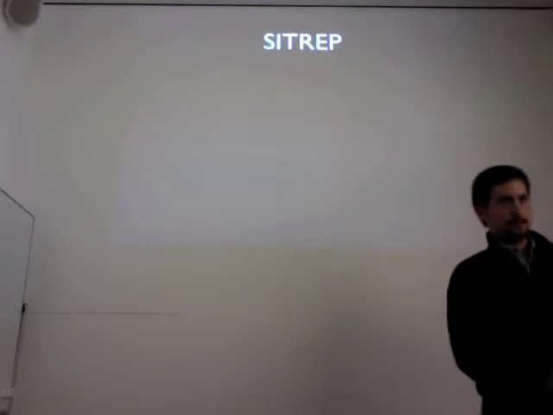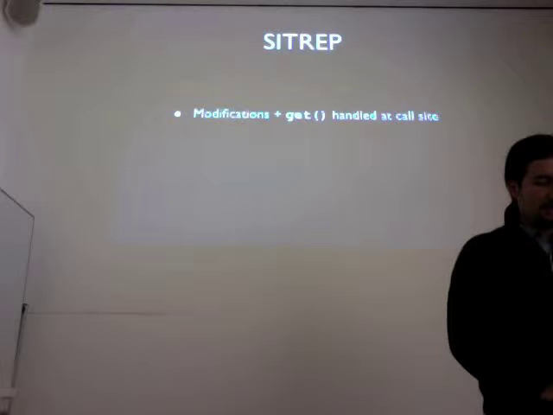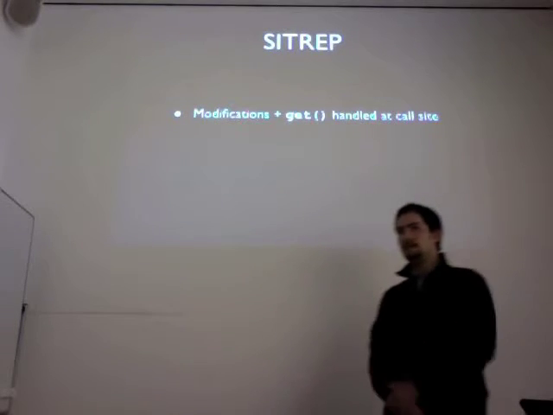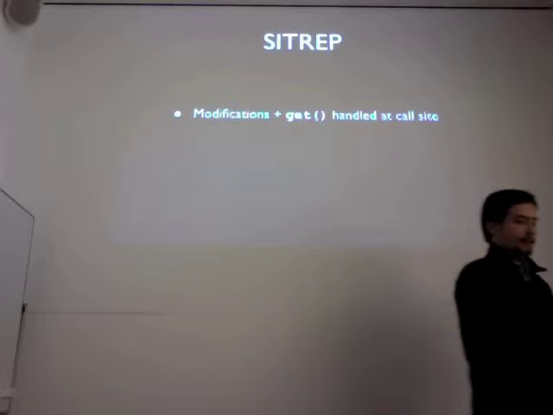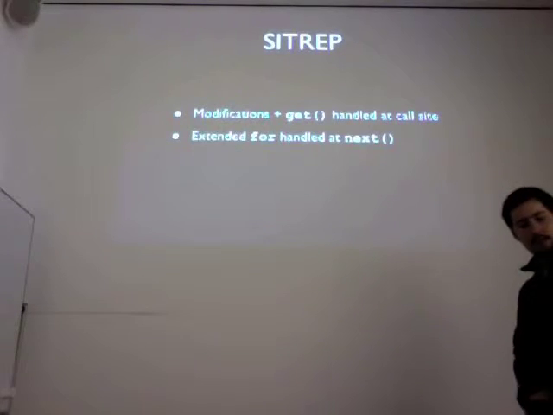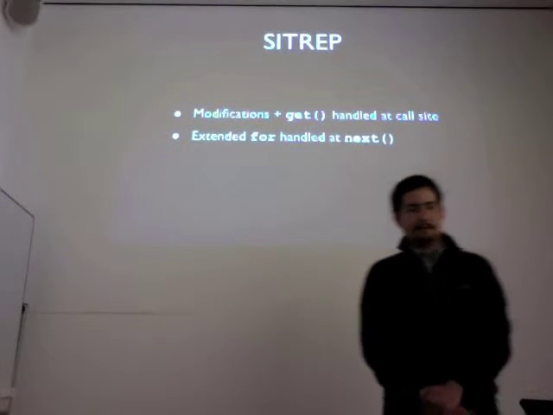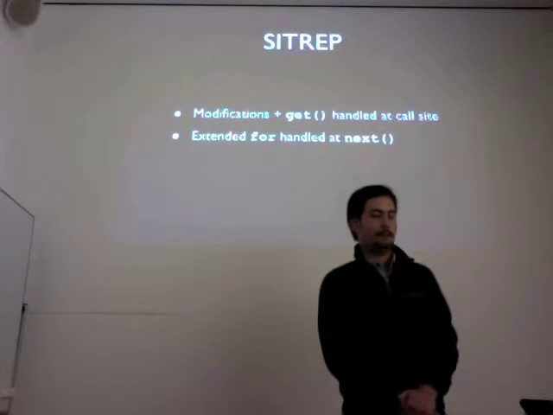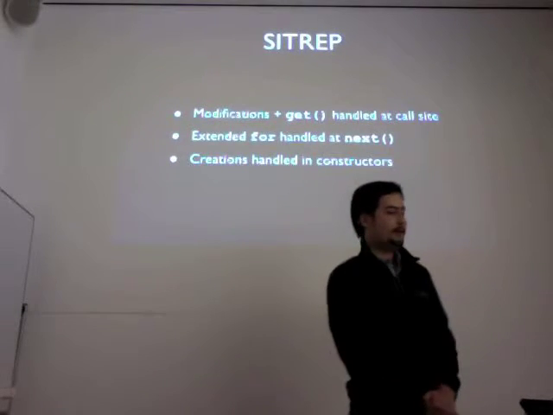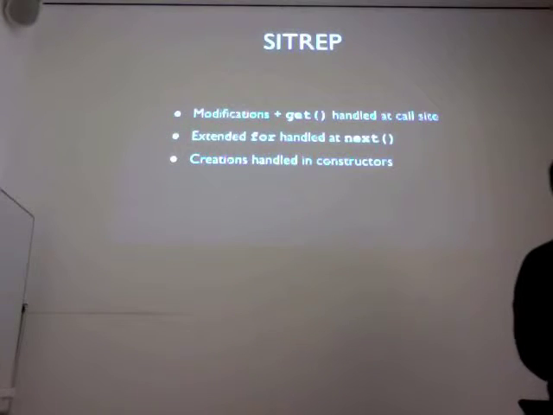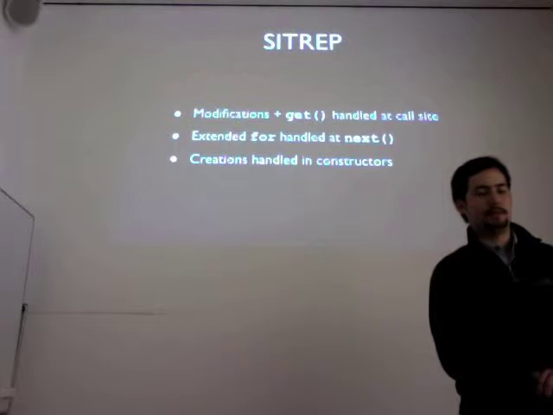Okay, so to do a situation report here, we can handle modifications, that is additions and removals, and the querying via get at the call site. We instrument the call sites and we get this information. We handle the iterator's next inside the JDK again. And in the same code, we instrument creations of collections so that we can trace their origin.